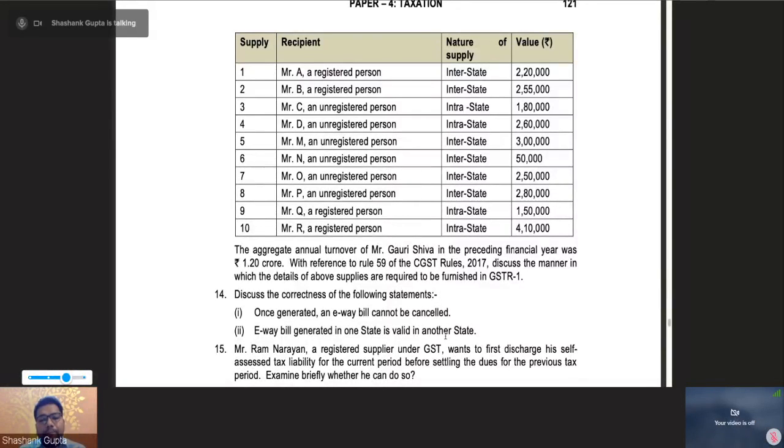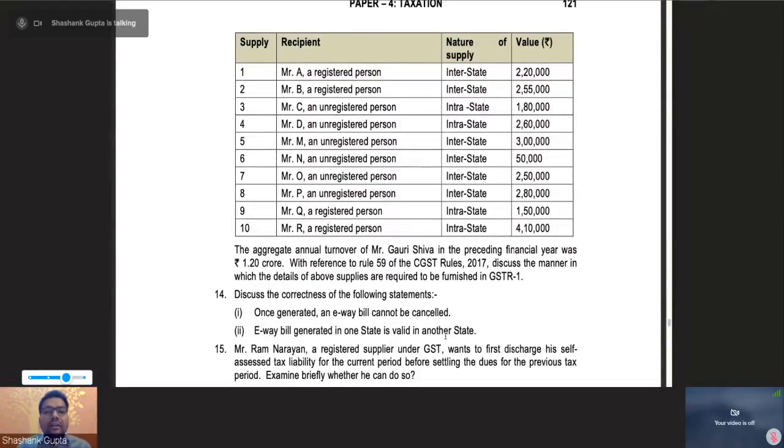The aggregate annual turnover of Mr. Gauri Shiva in the preceding financial year was rupees 1.2 crores. With reference to Rule 59 of the CGST rules, discuss the manner in which the details of above supplies are required to be furnished in GSTR 1.